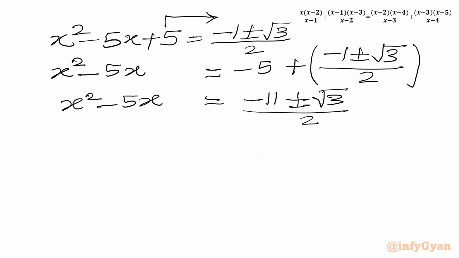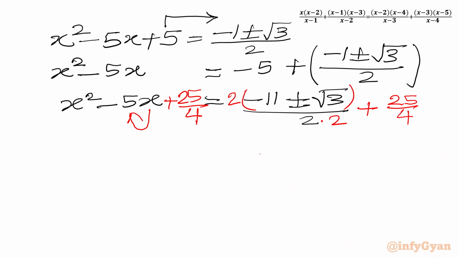Now we'll be using the completing the square method. So we need to add some constant to both sides. Here we have coefficient of x negative 5, half of that is negative 5 over 2, square of that is 25 over 4. So we will add 25 over 4 to both sides of the equation. Now here we have denominator 2. So we will multiply numerator and denominator by 2.